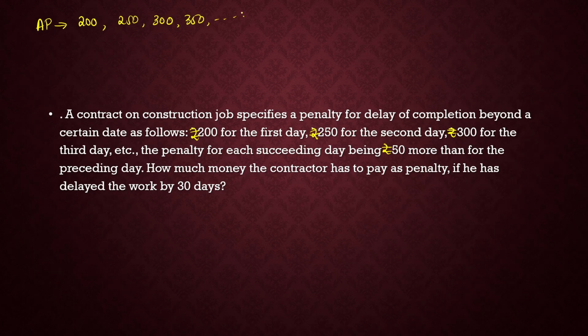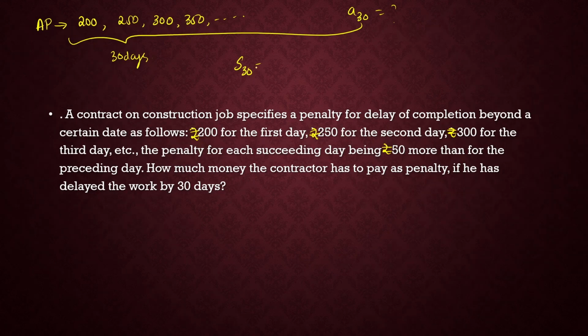What they are asking is how much money the contractor has to pay as penalty if he has delayed the work by 30 days. They're not asking what will be the penalty on the 30th day. They're asking if he had delayed the work by 30 days, how much will he have to pay? It means he has to pay the penalty of all the 30 days, right? I don't know the value, but yes, you can easily find this out.